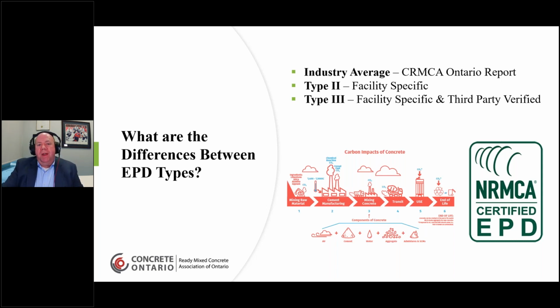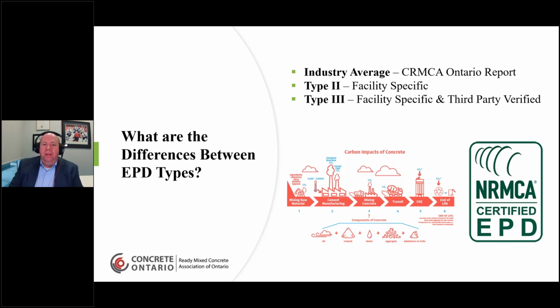So industry average is what we've produced. While it's the least accurate at the project level, it's more accurate at the provincial level because we're accounting for multiple concrete producers, multiple concrete plants, and multiple regions in the province. Next one is a type 2 EPD. With the type 2 EPD, it's a self-declared EPD. The concrete producer is using the specifics of their actual plant in order to generate an EPD.